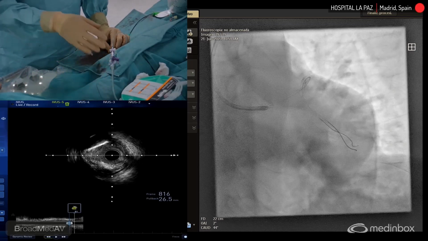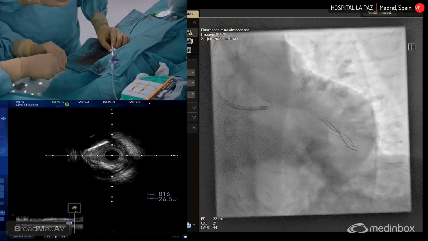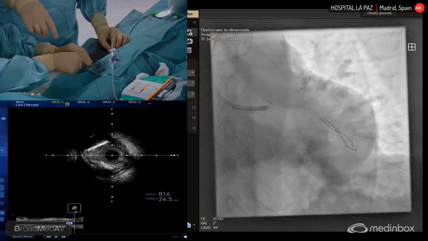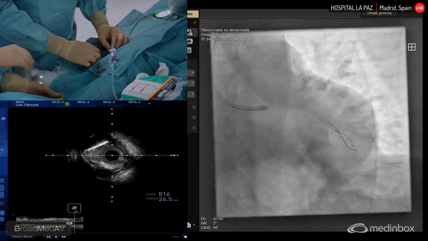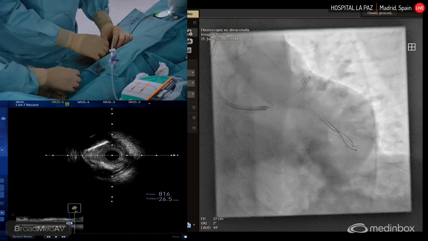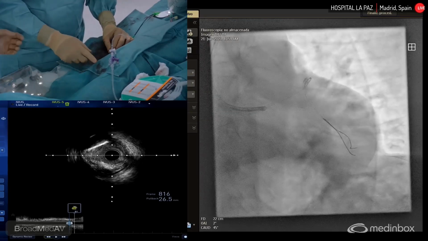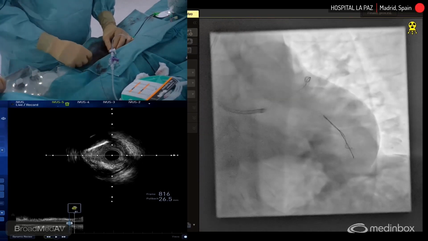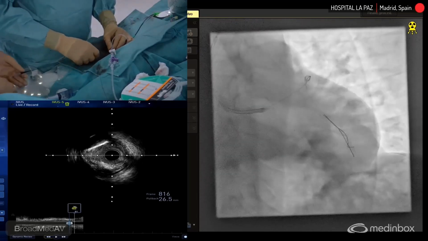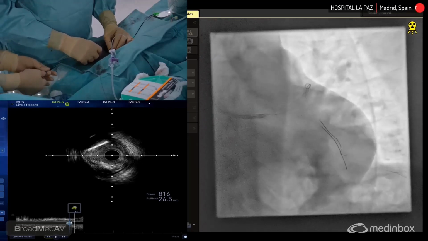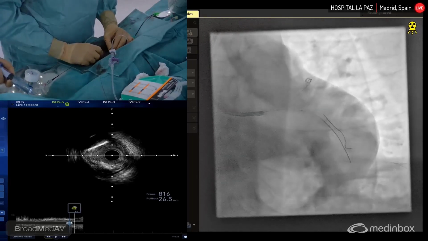Yes, we're going to predilate. So my idea is to dilate this proximal part, being sure to not enter in the left main, and then try with a drug-eluting balloon, because we have only a couple of millimeters of a healthy or less diseased zone near the ostium. So if the result is okay with a drug-eluting balloon, probably it is a good idea. And if not, I think we have enough space to put a stent.